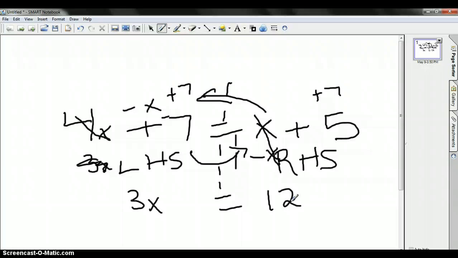And if we look at this one, it's easy for us to see what x equals. Exactly. It equals 4, because we know that 3 multiplied by 4 equals 12. And look, my handwriting's getting better already.